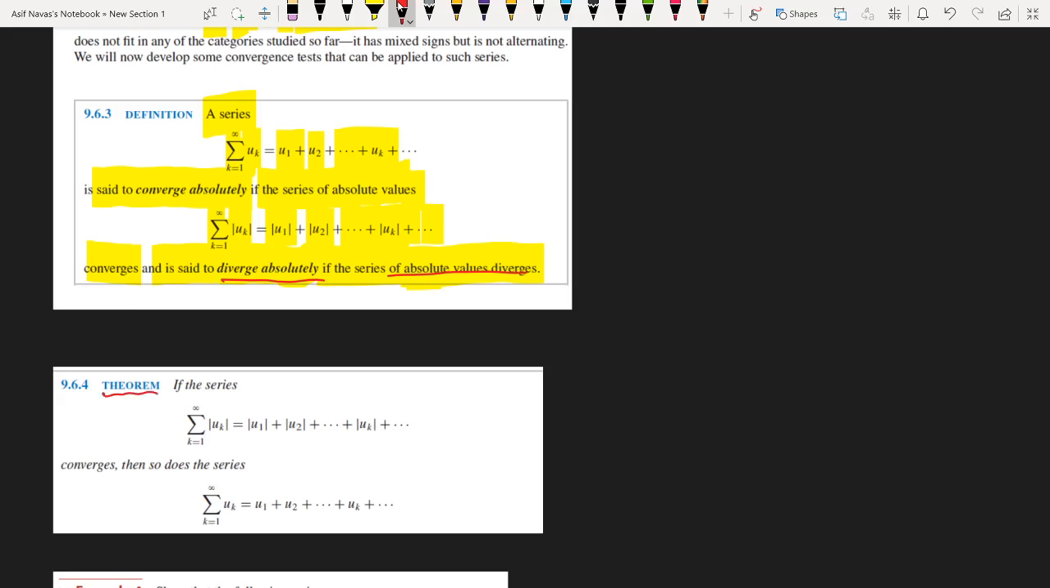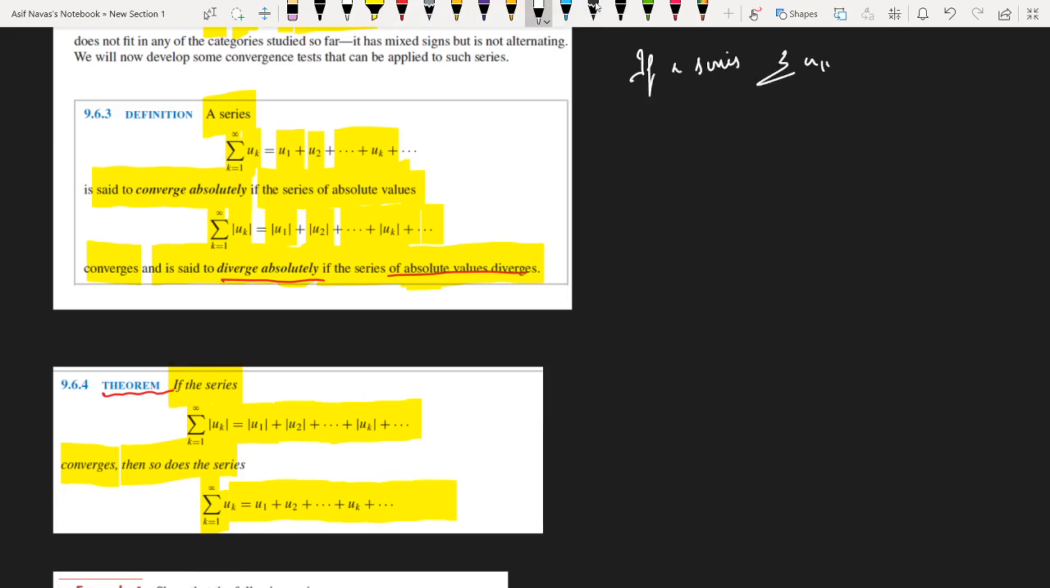Now there is an important theorem. The theorem states that if the series sigma k equal to 1 to infinity mod uk, that is mod u1 plus mod u2 plus etc., the series of absolute values of uk, converges, then the series sigma k equal to 1 to infinity uk, equal to u1 plus u2 plus etc., converges. That means if sigma mod uk converges, it implies sigma uk converges. That means if a series is absolutely convergent, then the series converges.